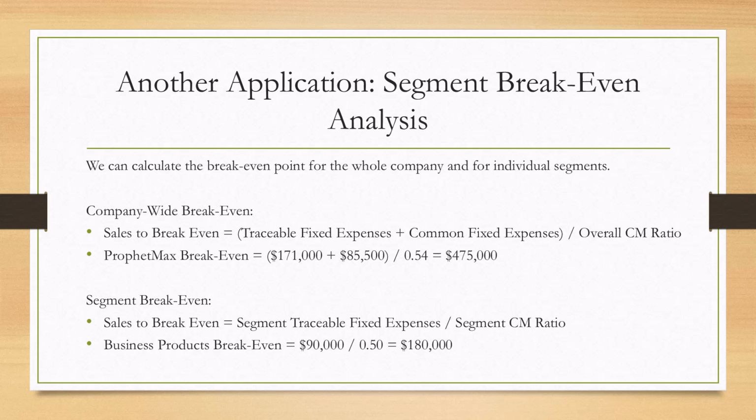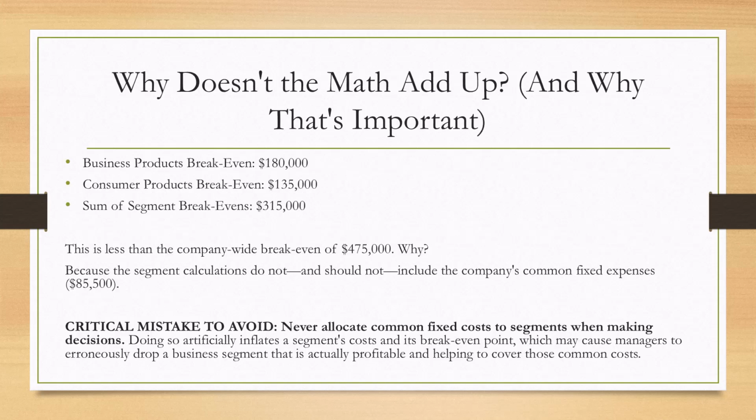For segment break-even, the formula is different. We take only the segment's traceable fixed expenses and divide by the segment's contribution margin ratio. For ProfitMax's business products division, the break-even sales point is $180,000. Now, you might have noticed something interesting. The business products break-even is $180,000, and the consumer products break-even is $135,000. If you add those together, the sum of the segment break-even points is only $315,000. This is significantly less than the company-wide break-even of $475,000.